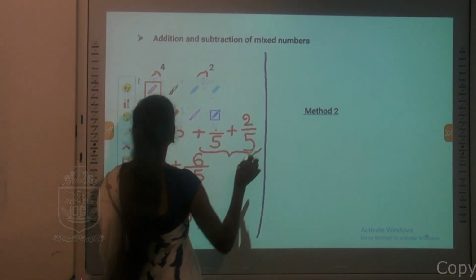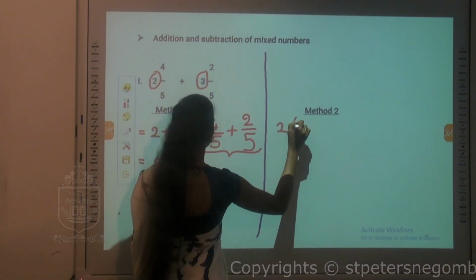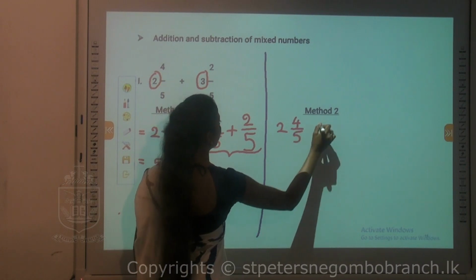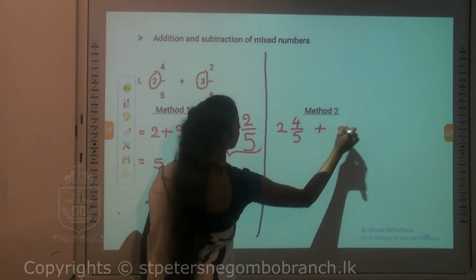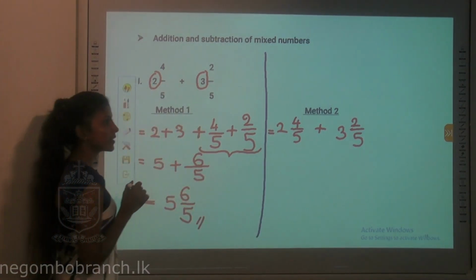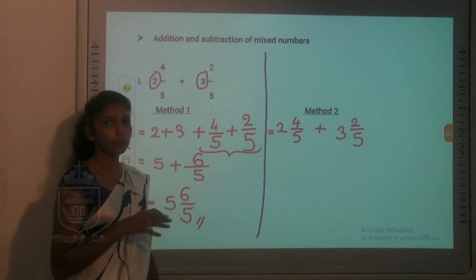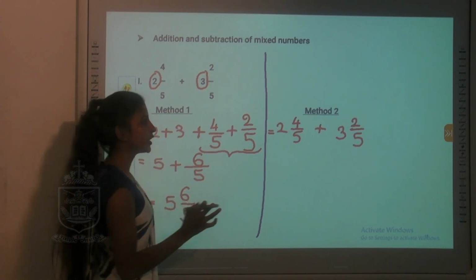Right. Second method, now here the fraction is 4 over 5 plus 3, 2 over 5. Now when you are adding this, you are going to convert this into an improper fraction. So I think you can remember how we converted it into an improper fraction.